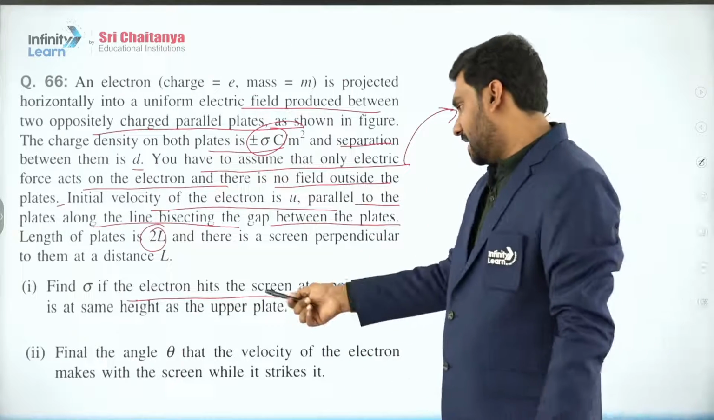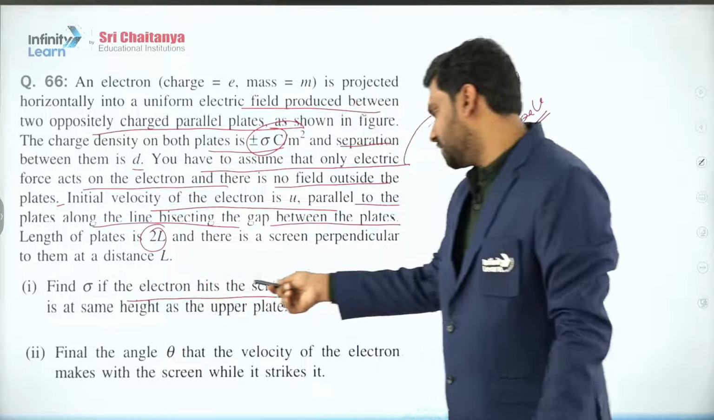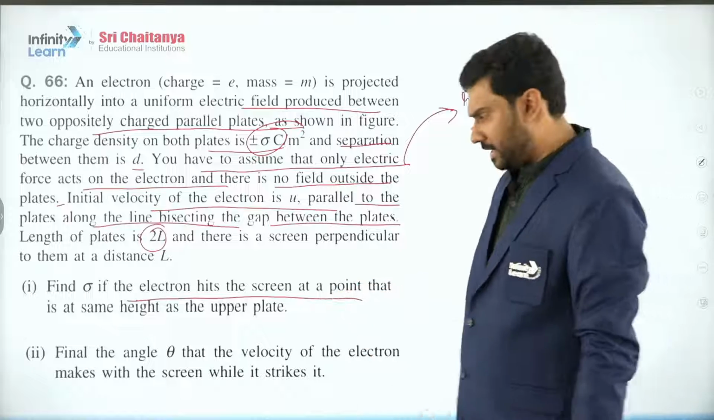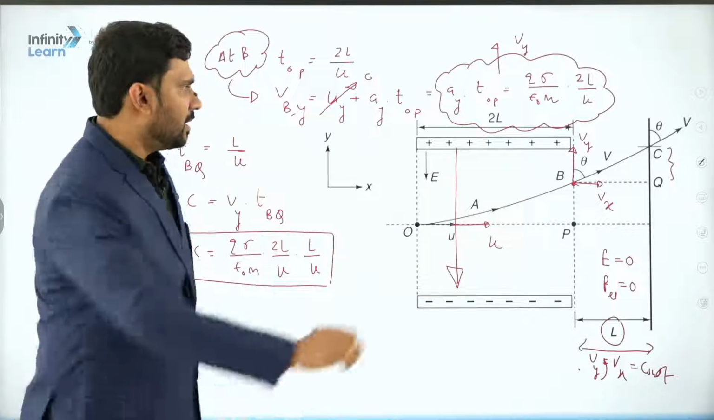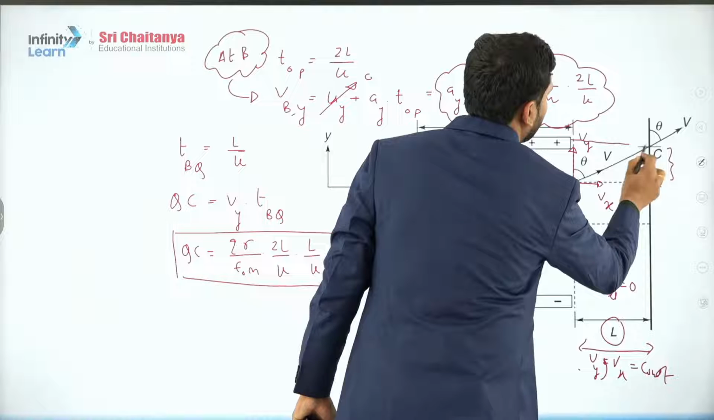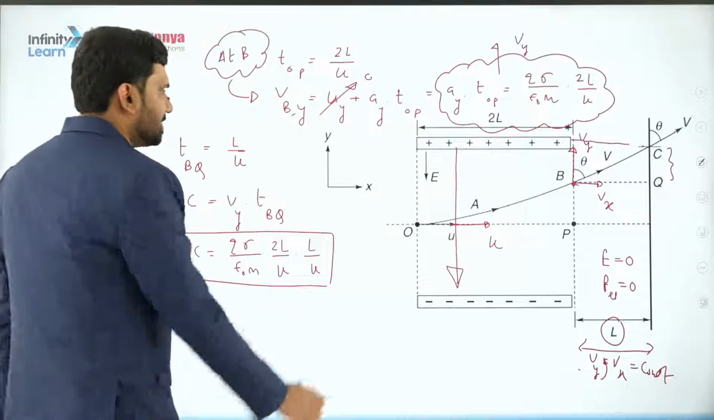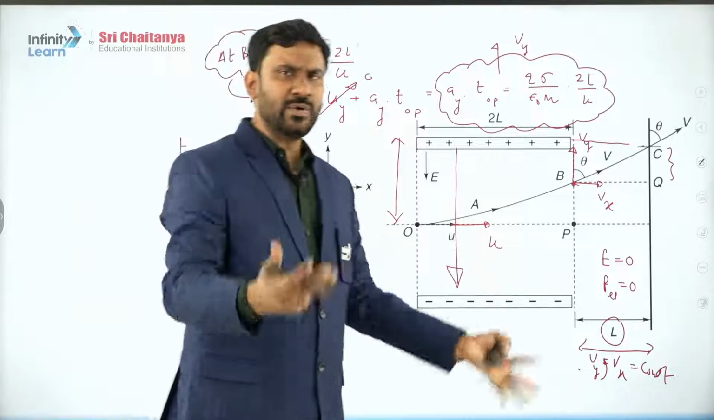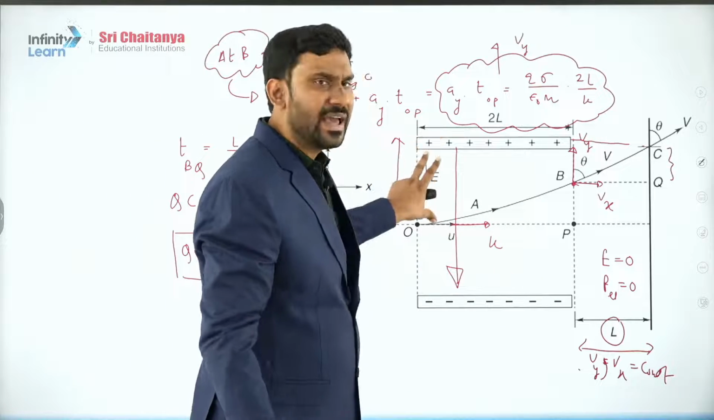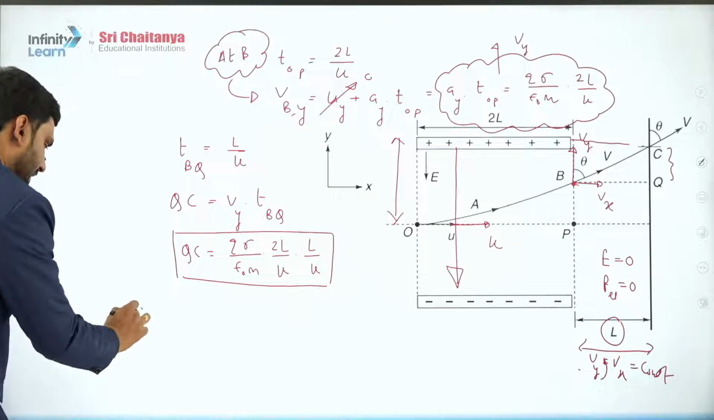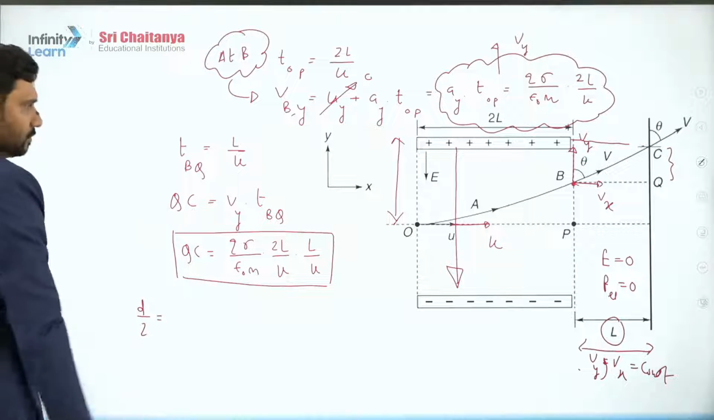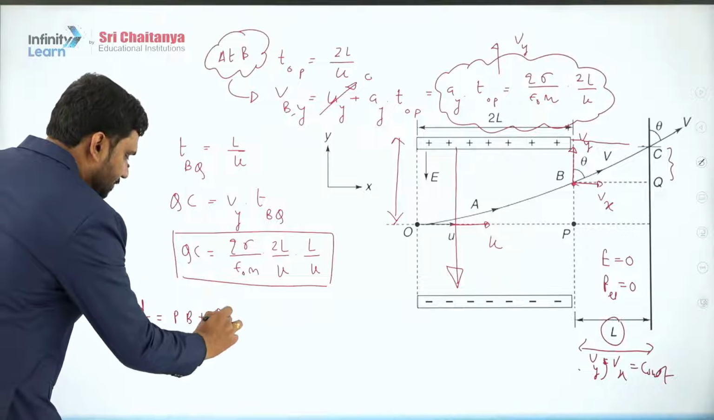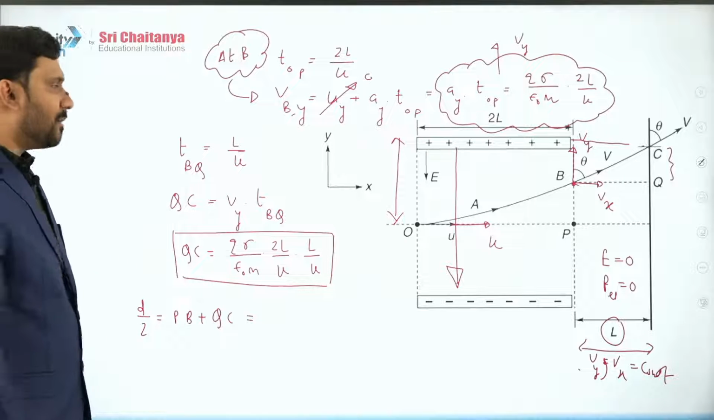They are saying find sigma if the electron hits the screen at a point that is at the same height as the upper plate. Okay, we will find it, what is the problem? So now it is hitting here. So total distance covered from where to where? From here to here. That is d by 2 anyway only, no? It is d by 2 only. So what will I write? I will write d by 2 is equal to, notice, Pb plus Qc.